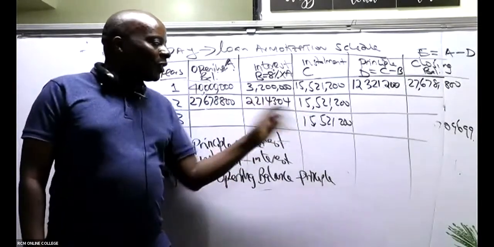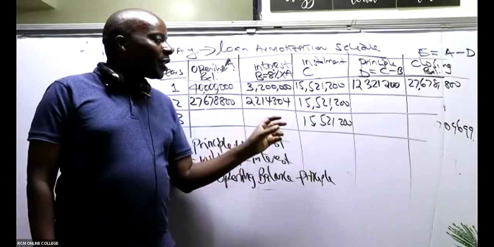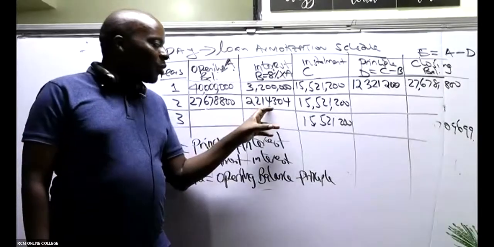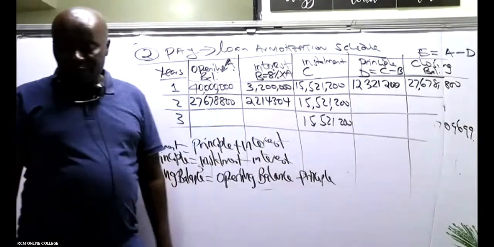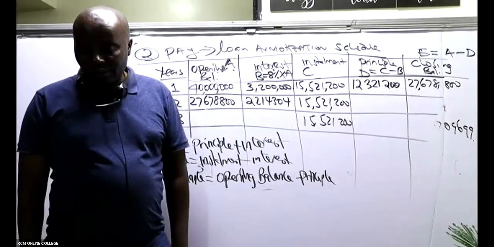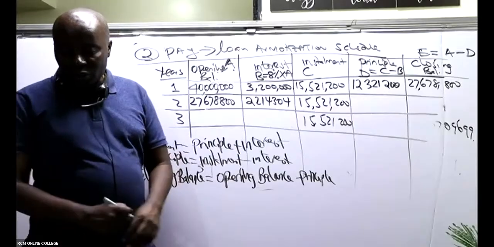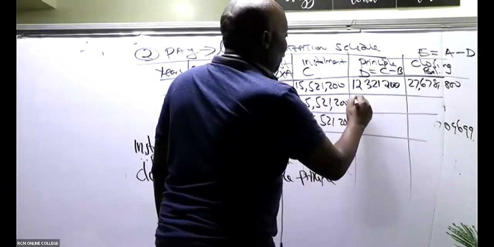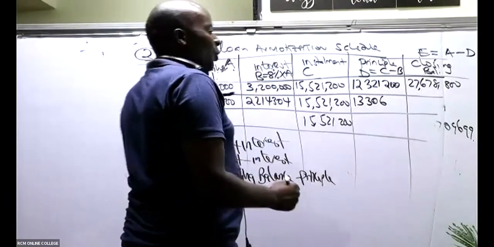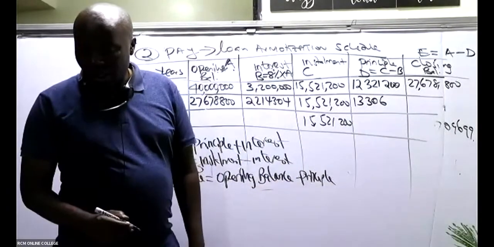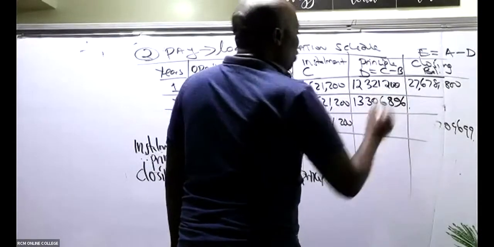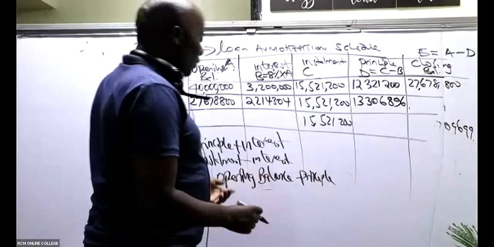This installment here covers two things. And now once I know the interest, getting the principal will not be a big deal. I will take 15,521,200 and subtract this to get the principal here. So 13,306,896. Thank you so much. And therefore, the closing balance is very easy.